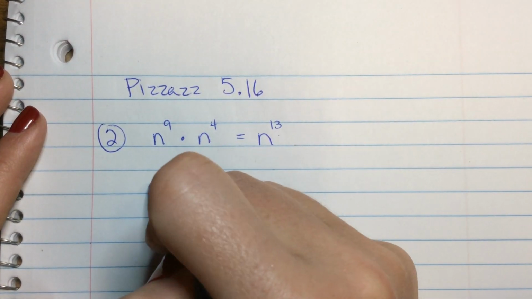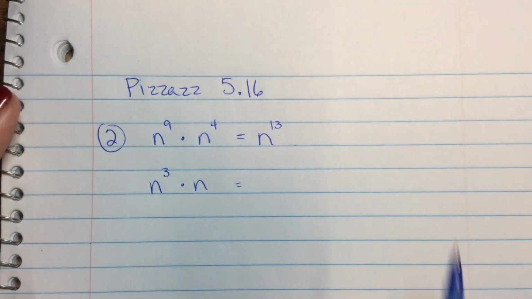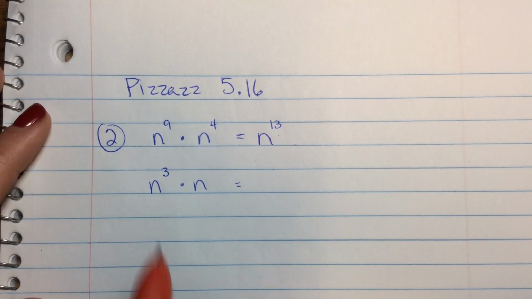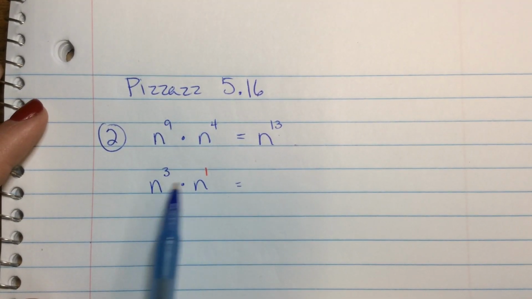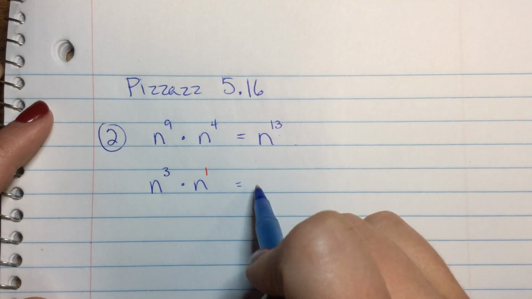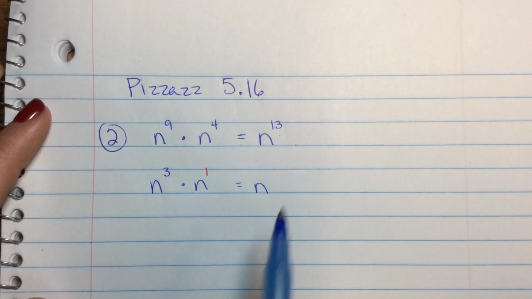The next one says n cubed times n. Well, what we have to do is fill in the 1 here, even though it's not written, it is there. So we keep the n and we add the 3 and the 1. 3 plus 1 is 4.